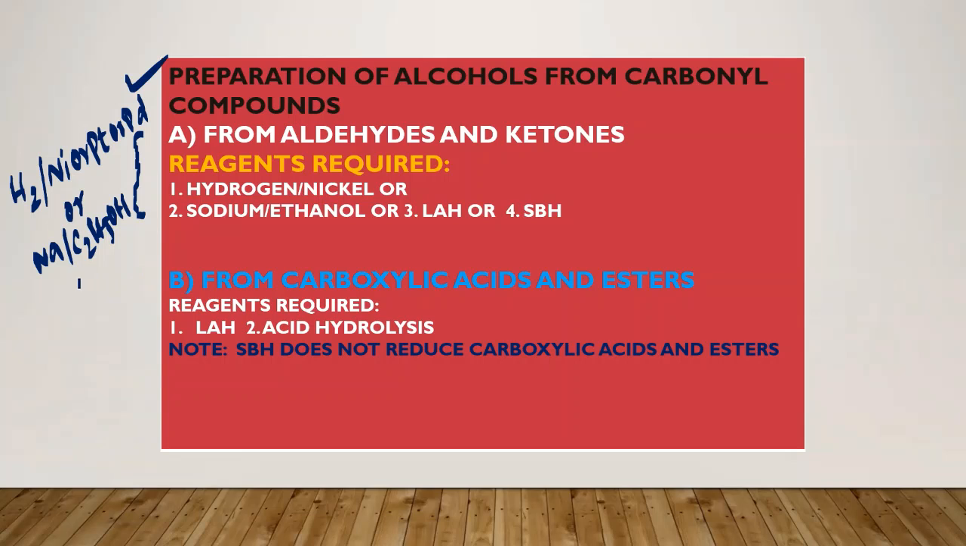If you don't want to use sodium in ethanol, you can use lithium aluminium hydride. If you don't want to use this, you can use SBH, that is sodium borohydride, so let me write down NaBH4. So these many reagents can be used to reduce aldehydes and ketones into alcohols. So let us prepare alcohols from aldehydes and ketones by a reduction process.